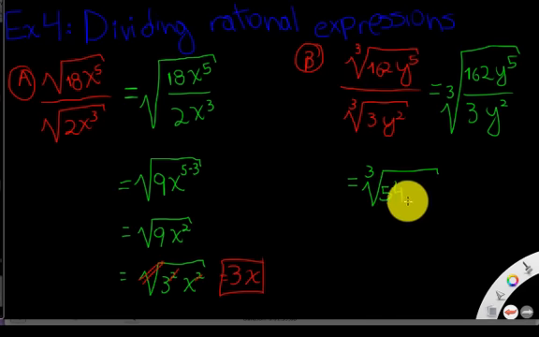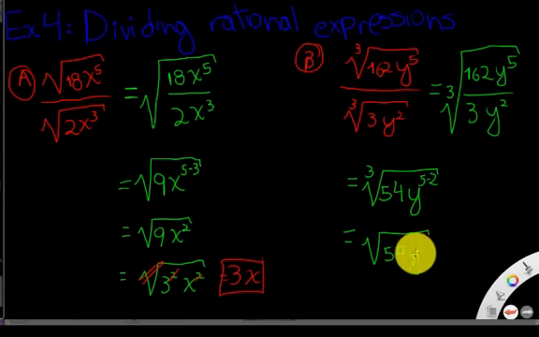And again, we're going to repeat the process with the variable. Y to the fifth divided by y squared is actually y to the 5 minus 2, because again, equal bases being divided, we subtract the exponents, and over here we get 54 y to the third power.